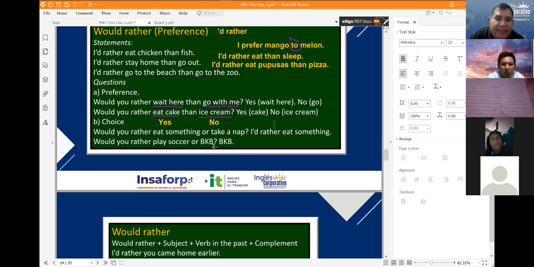You say, would you rather eat cake than ice cream? Yes, means I'd rather eat cake. No, I'd rather eat ice cream. For me, I'd rather eat ice cream, okay? I prefer ice cream. I love ice cream. And I think that ice cream is far superior to any cake. But that's only my opinion. So, yes, cake. No, ice cream. If you say yes, they give you cake. But if you say no, then they give you ice cream, okay? So that would be the idea.